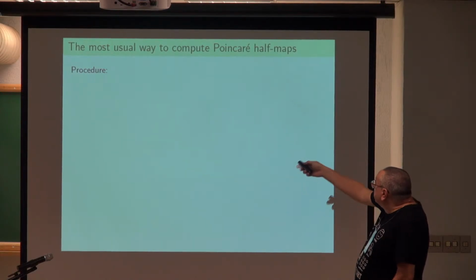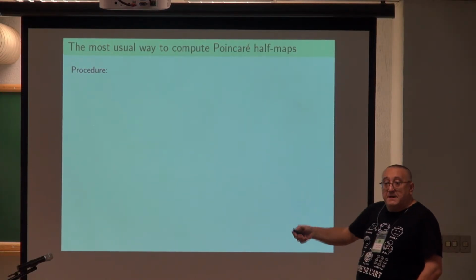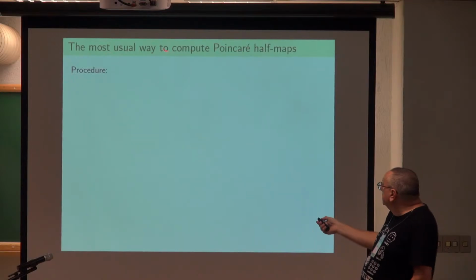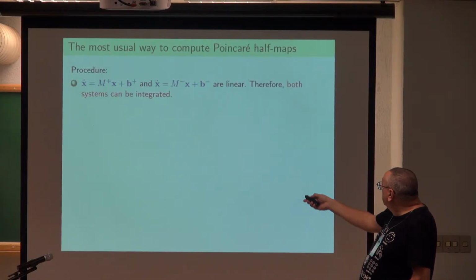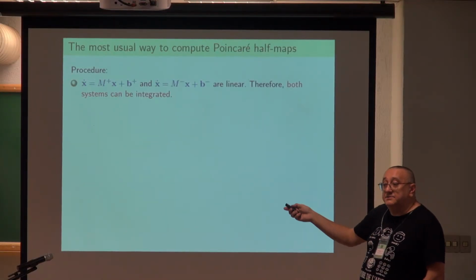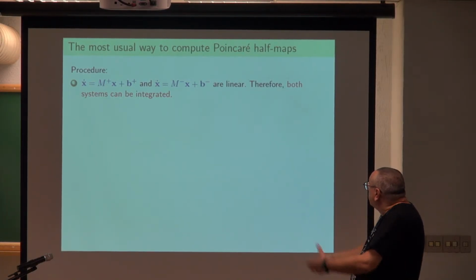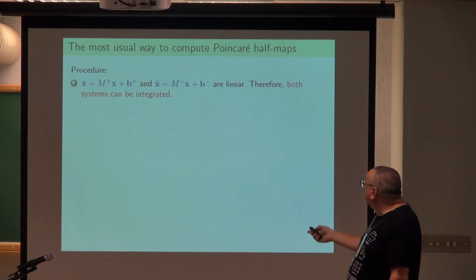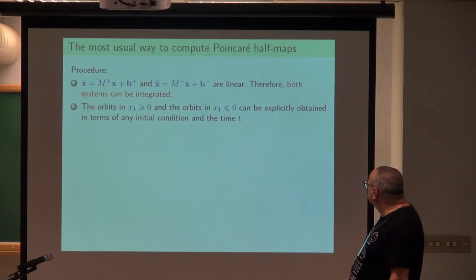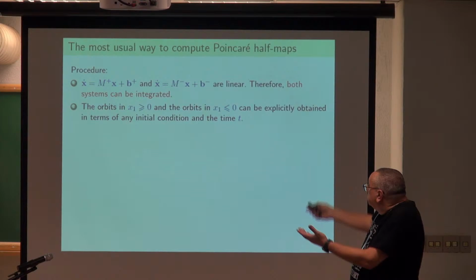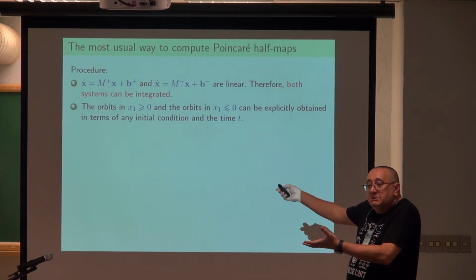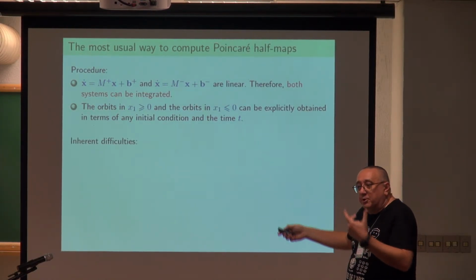So let me tell you that the most usual way to use Poincare half maps is that we have two systems that are linear, so what we have to do is integrate these systems because we can obtain the expressions of the solutions, and this is the usual thing. But it has some problems.